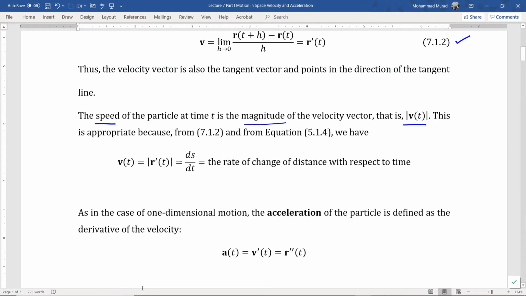As in the case of one-dimensional motion, the acceleration of the particle is defined as the derivative of the velocity. Consequently, it is the second-order derivative of the position vector.